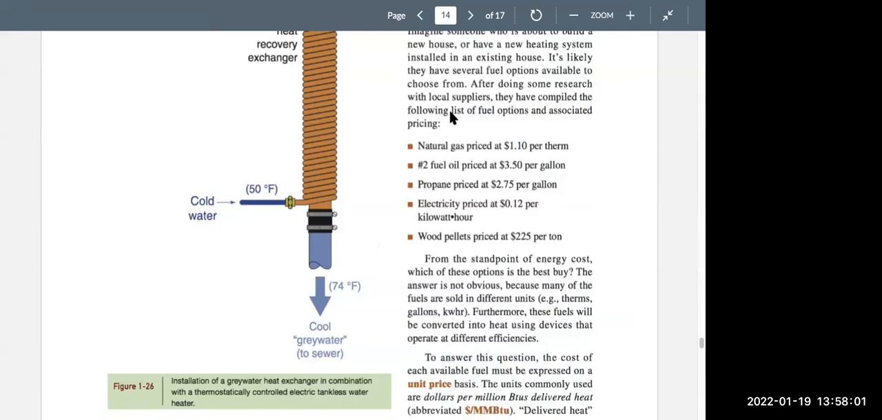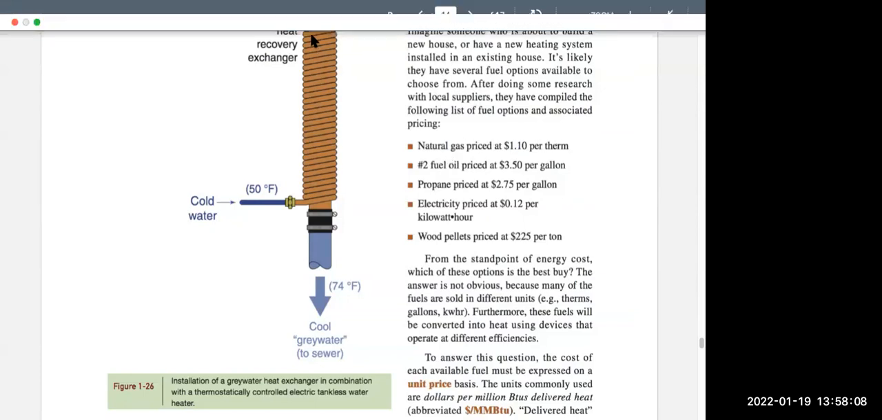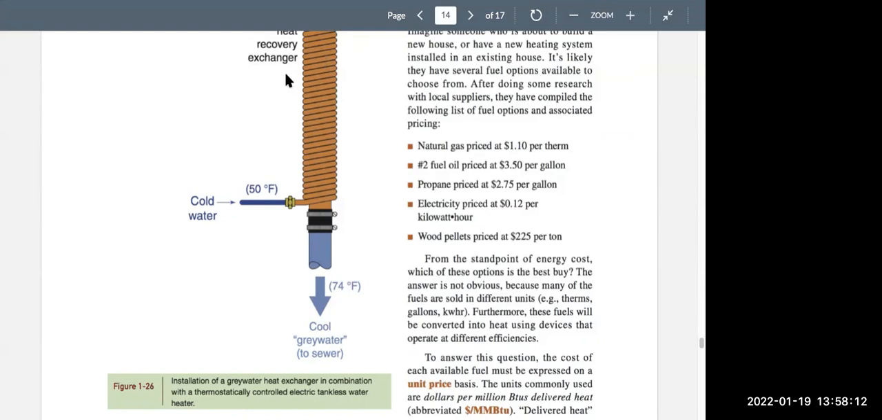You use natural gas, I'm assuming. Does anybody use natural gas? Okay, yeah, we have natural gas. I think most of us use electric. You're electric. Okay. I'm electric too. I'm electric.